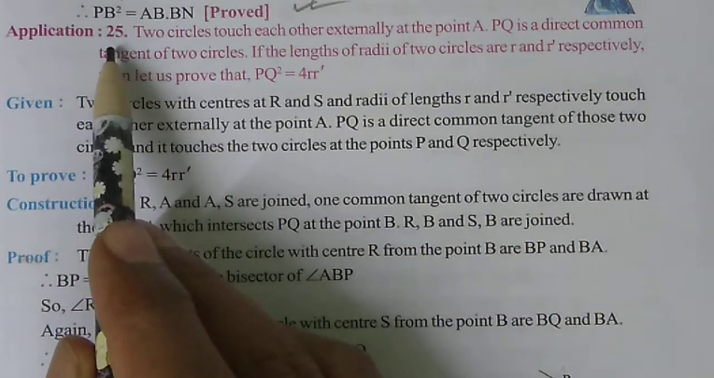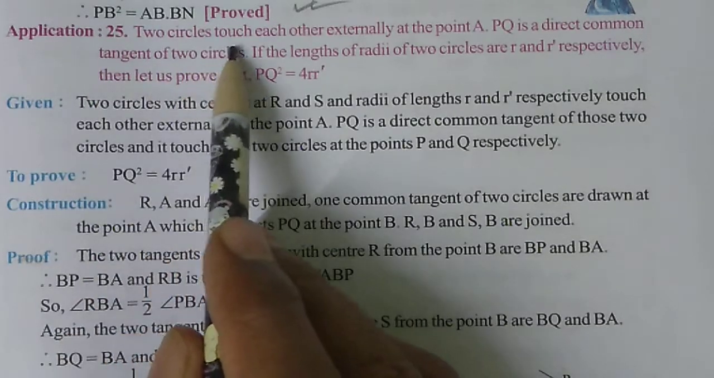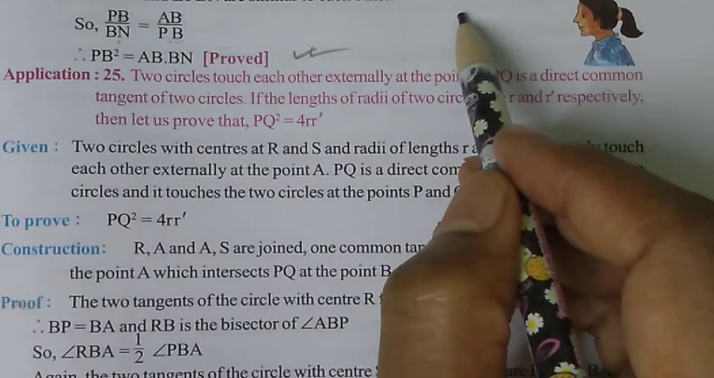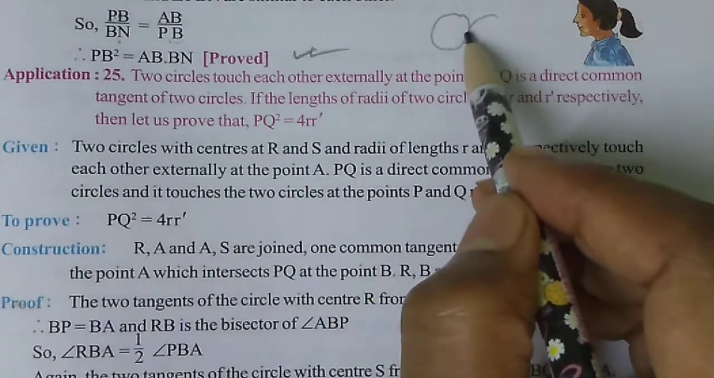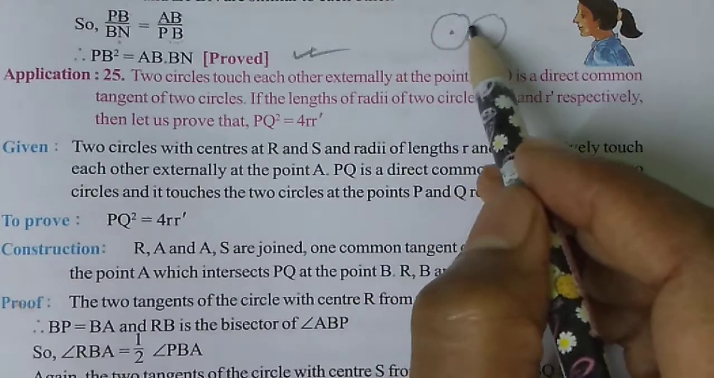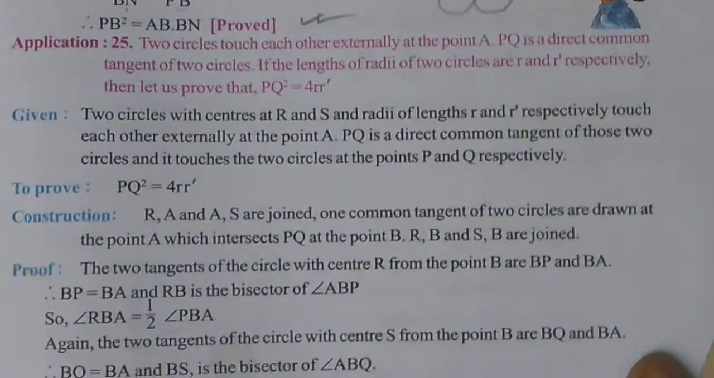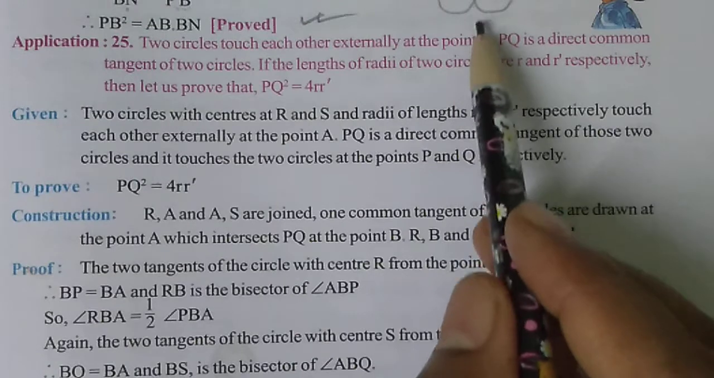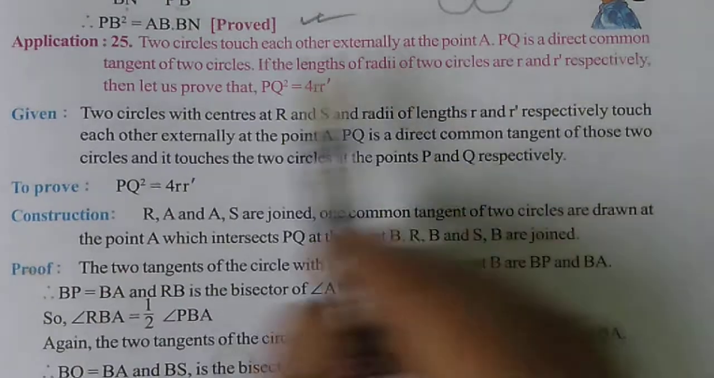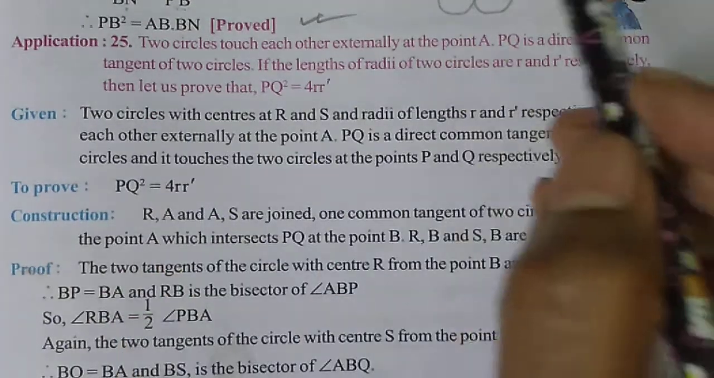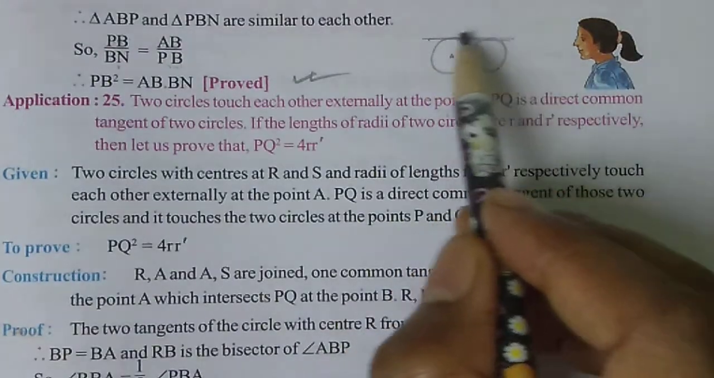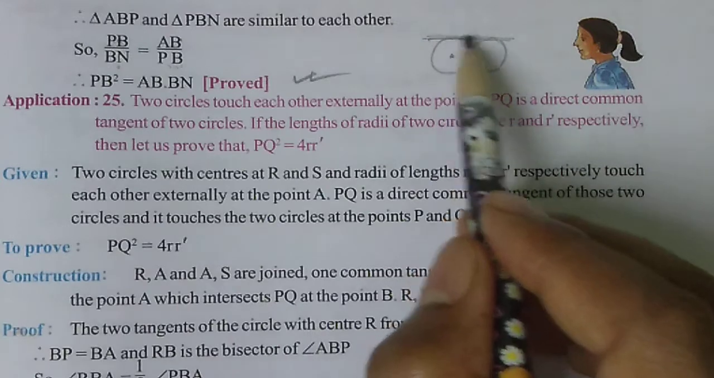Application 25. Two circles touch each other externally. That means the centers of the two circles are outside of the perimeter, that is externally. At the point A, PQ is a direct common tangent. This type of tangent is called the direct tangent, and it is also common.